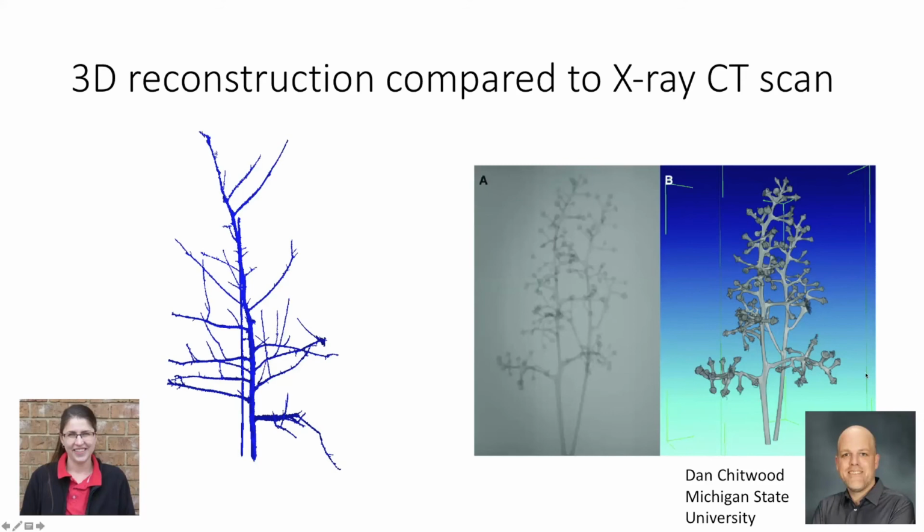You'll be able to see from the X-rays here that you can actually count the total number of berries. You can get rachis angles and the total number of branches. So this will be a good way for us to make sure that our 3D reconstructions are actually accurate.